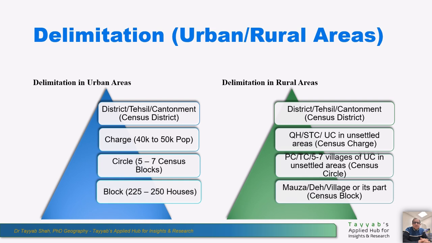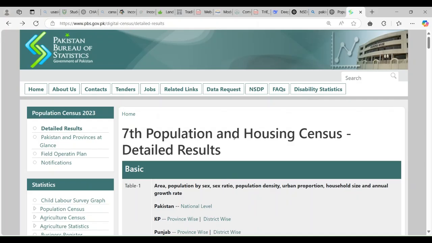But mostly Kanungo, Patwar Circle, and then Patwar Circle goes to the Mauza, and in some cases a Mauza is divided into the census block too. So this is the normal classification of those areas.